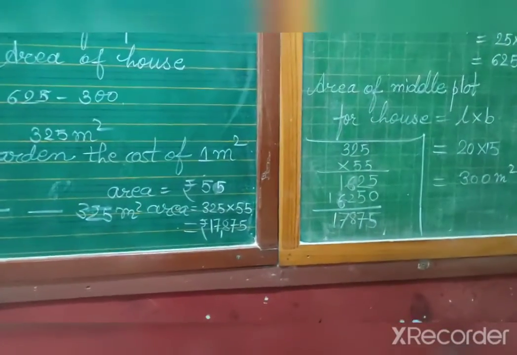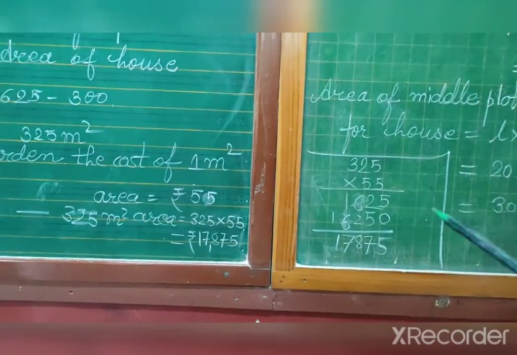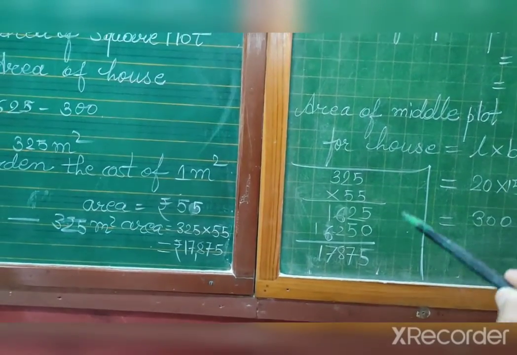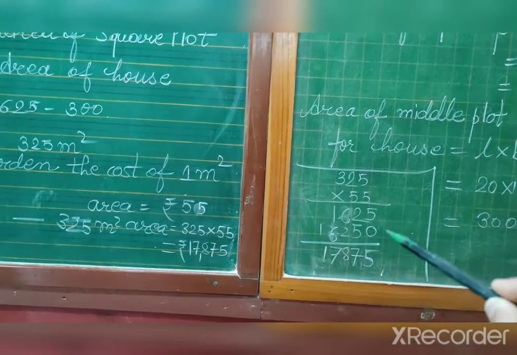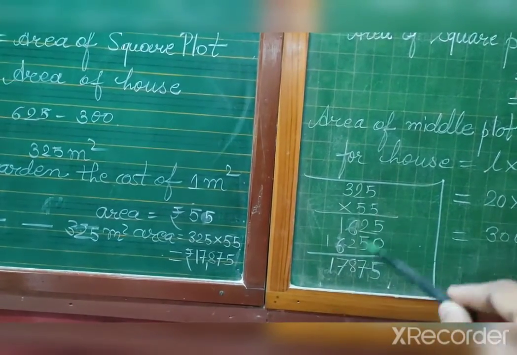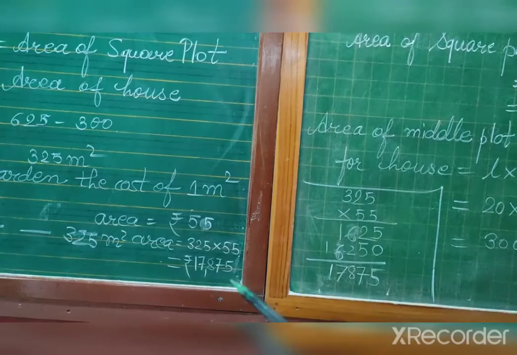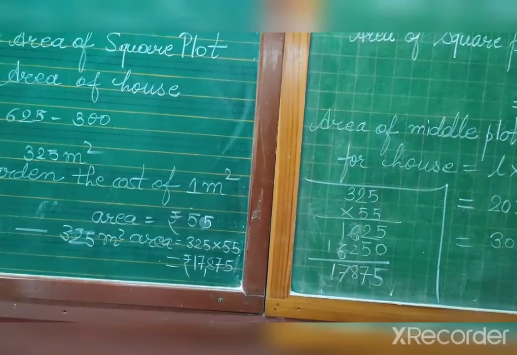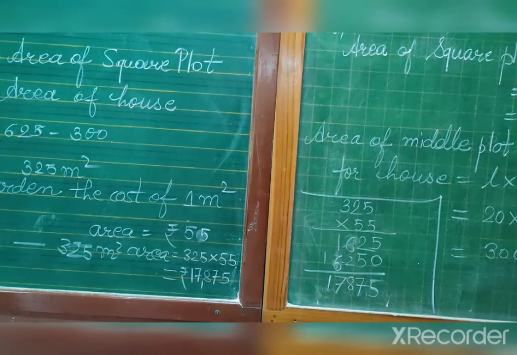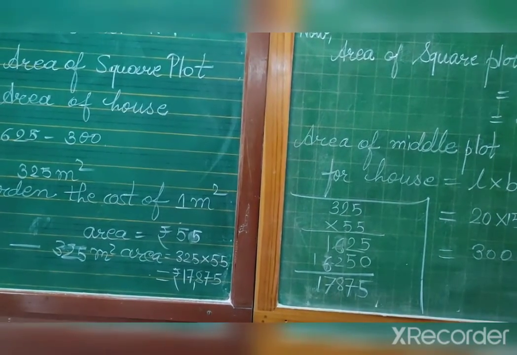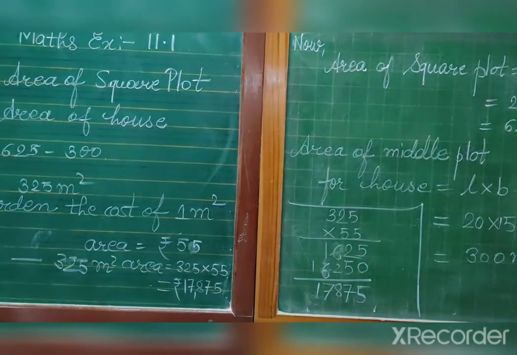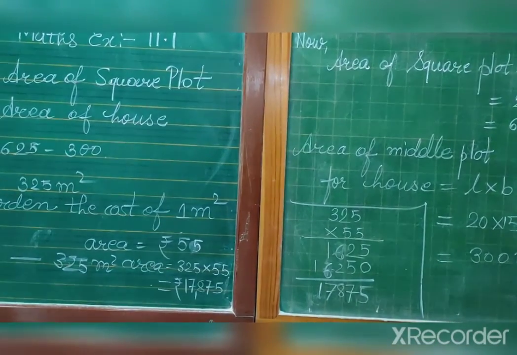Children, most probably what you will do, you never show the method of multiplication. Always show. Don't do this in rough work. Inside you have to show. And you can see here, so the total cost in the statement form you will write. So the total cost to develop the garden around the house is rupees 17,875. Okay.